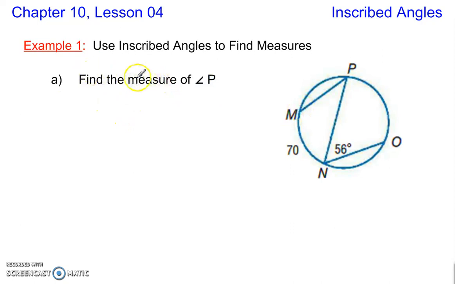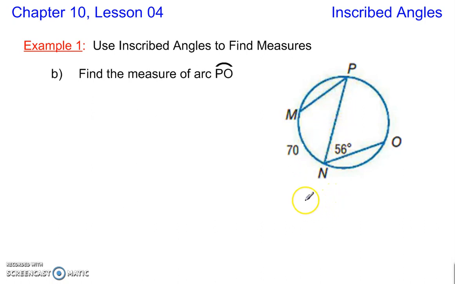Let's use what we know. We want to find the measure of P right here. We have the arc, that's 70 right there. So pretty easy. Since the measure of the angle P is half of the arc, that's half of 70, and so the measure of P is 35.